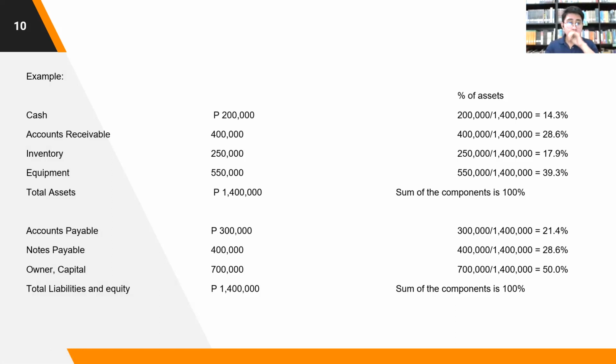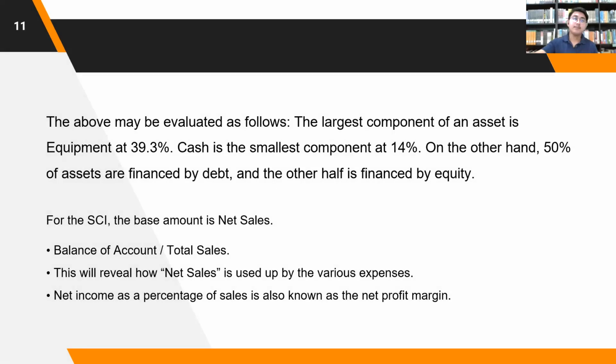So next naman, we have the accounts payable. So yung kanina is the total assets. Ngayon, we proceed to the total liabilities and equity or owner's equity. So of course, accounts payable, we have 300,000 pesos divided by 1,400,000 pesos equivalent to 21.4%. So ganun lang po kadali ang pag-compute using the vertical analysis.